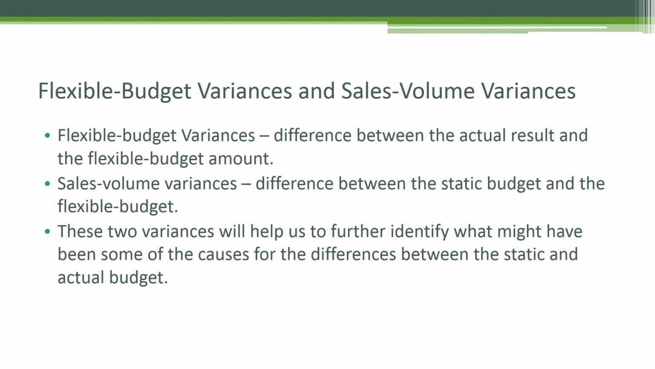Now that we've set up our flexible budget, we can begin to look at variances. There are two major variances. The first is the flexible budget variance and the sales volume variance. The flexible budget variance is the difference between the actual result and the flexible budget amount. The sales volume variance is the difference between the static budget and the flexible budget. These two variances will help us to further identify what might have been some of the causes for the differences between the static and actual budget.